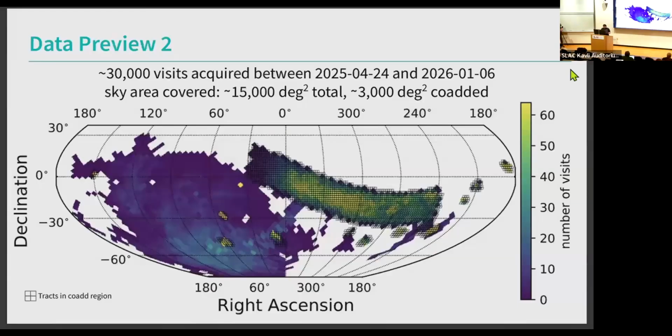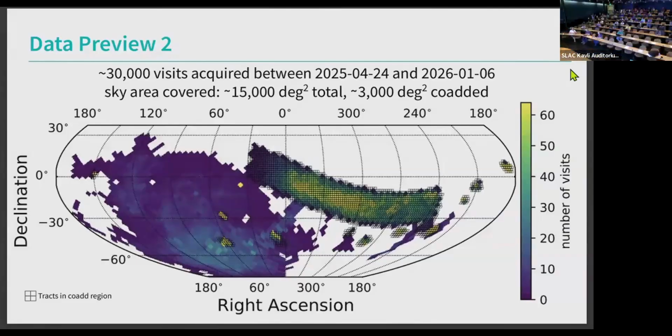Oh, yep. No, yeah. So this might be a question that's more broadly about DP2 and not necessarily related to the portal. Is there a way to access versions of the deep coadds that haven't had background subtraction applied?